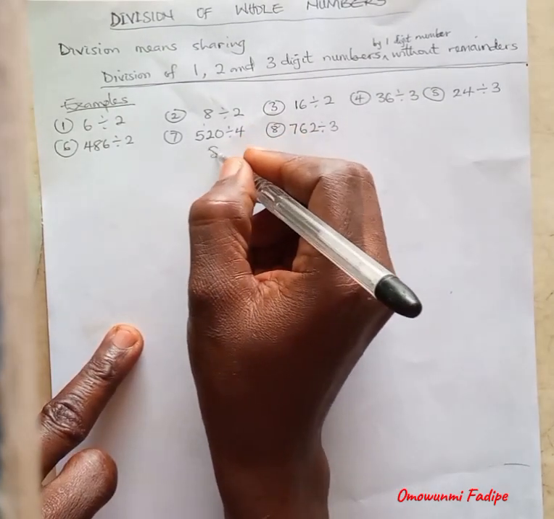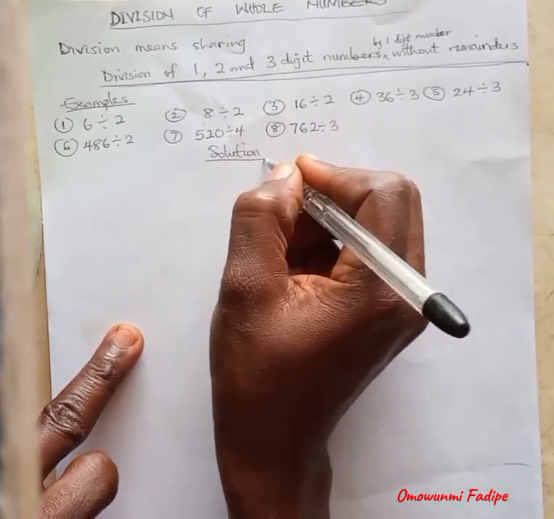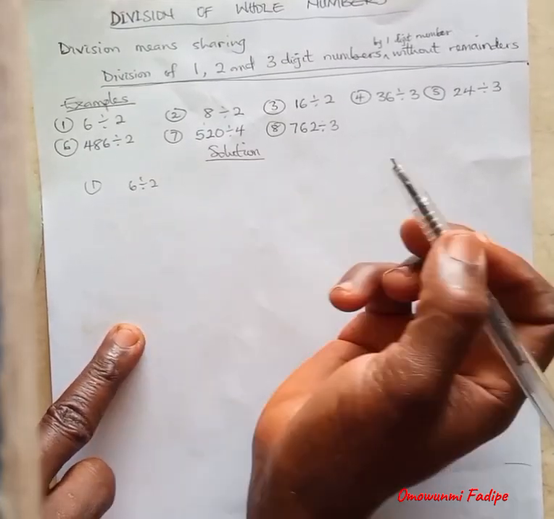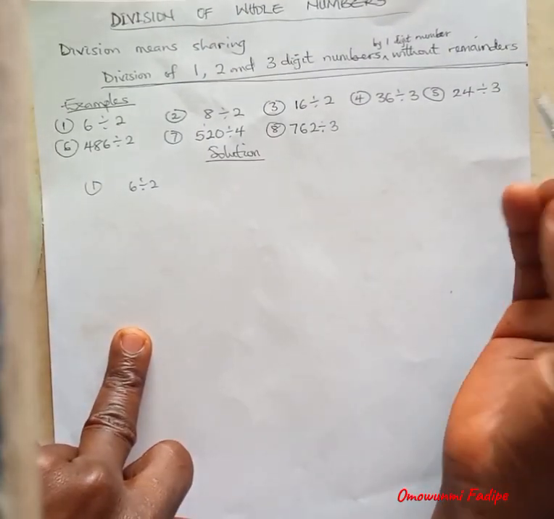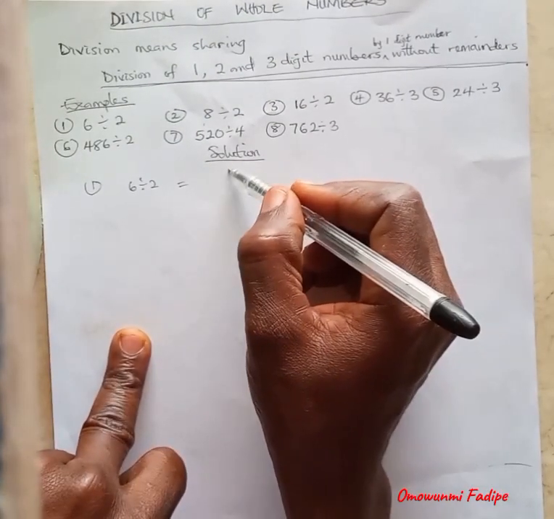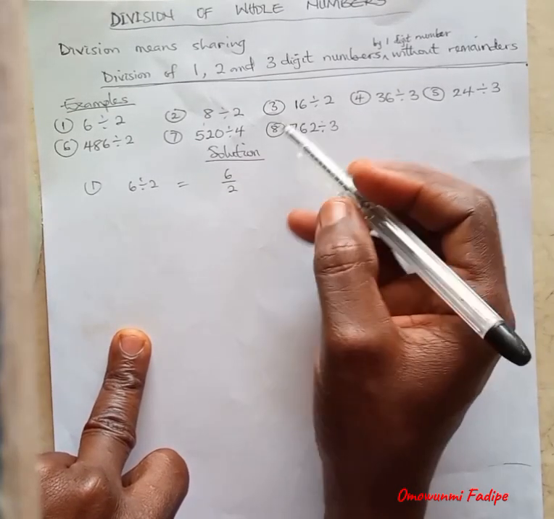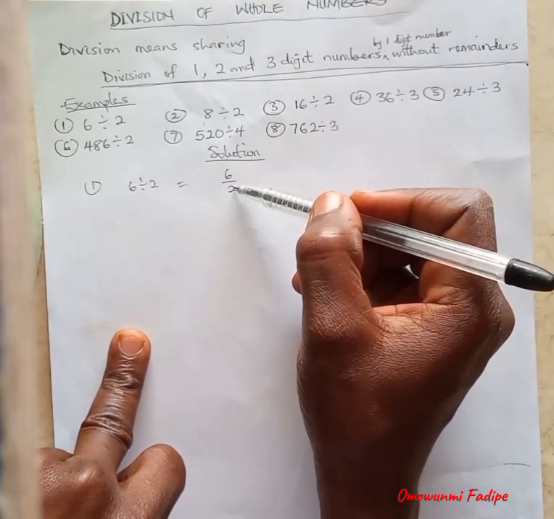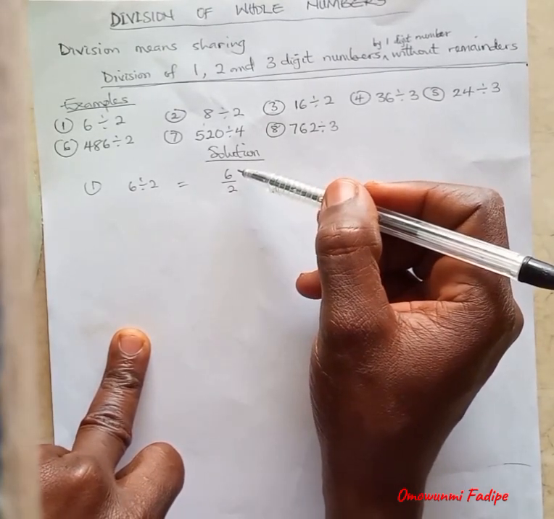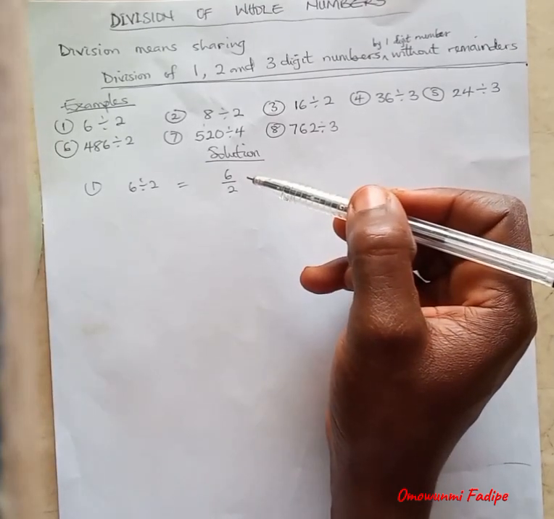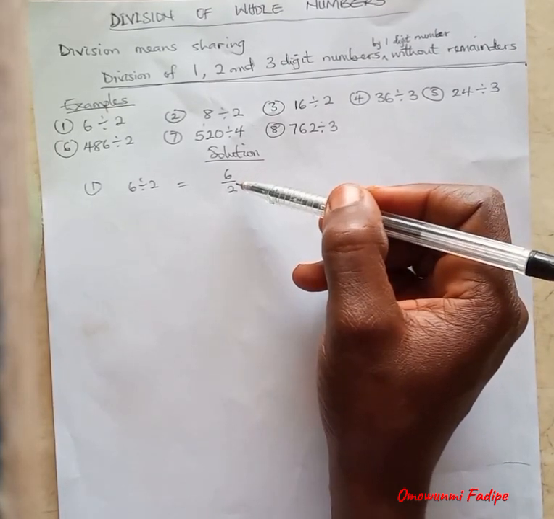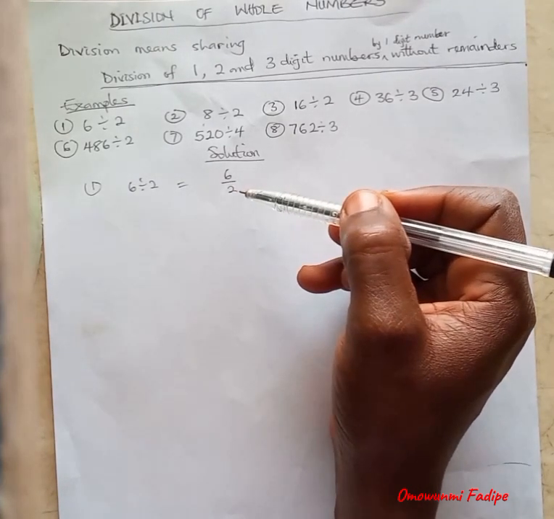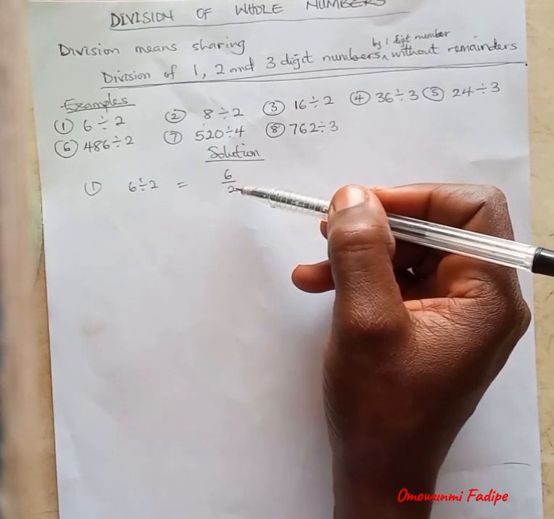Let's write solution. For number 1, 6 divided by 2, there are 2 ways in which we can do it. You can decide to just write 6 over 2. So this over actually means divided by 2. You can say that this is the smallest number and you're having the biggest number up. Or you just look at this 2: if 2 can go inside 2, can 2 go inside 6?